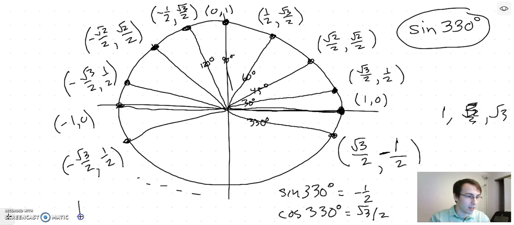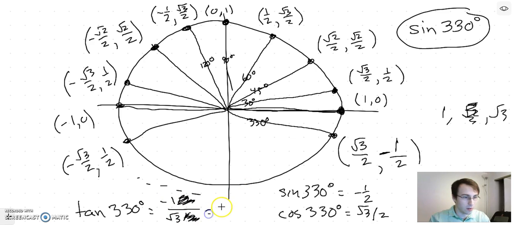And if we wanted to find tangent of 330 degrees, we just take y divided by x. So negative 1/2 over root 3 over 2. Since they're both over 2, these can cancel out. So it's just negative 1 over root 3. And you usually see that as negative root 3 over 3. So that's how you can find values of angles that you can find by reflecting or rotating these kinds of angles in the unit circle.